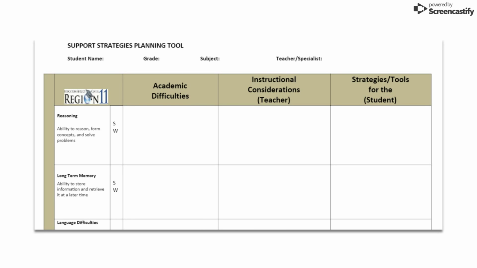Don't discount these students' strengths. Think about how you could leverage a student's strength to increase their ability in their weakness.